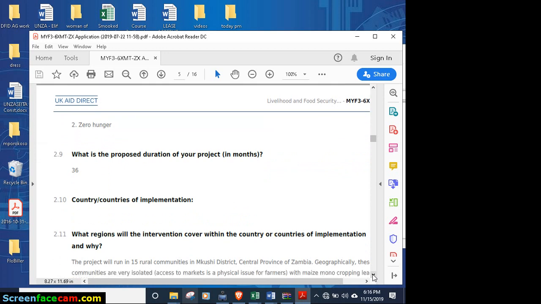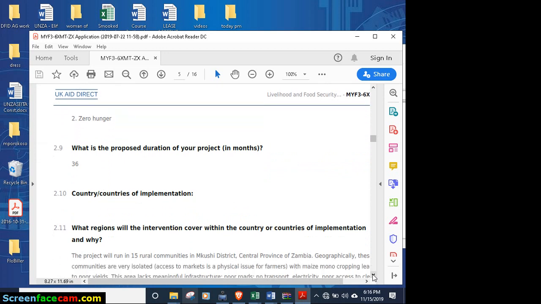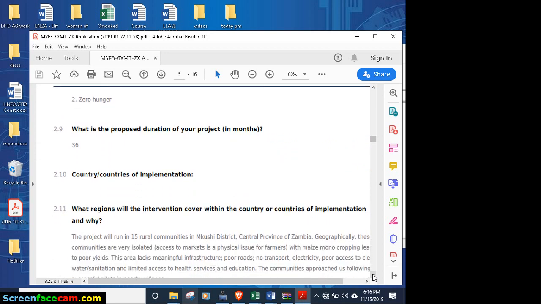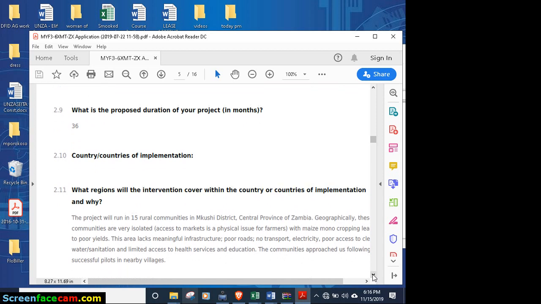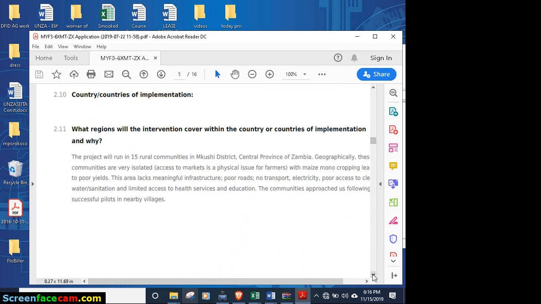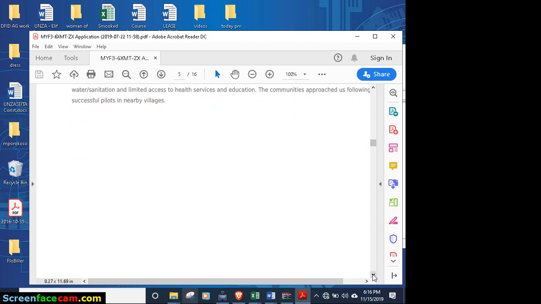So if you're going to do anything in the NGO sector, you will do well to know your SDGs. So remember, what is the proposed duration of your project? Where is the country of implementation? They were asking about the region, so we were defining the province in which we work.